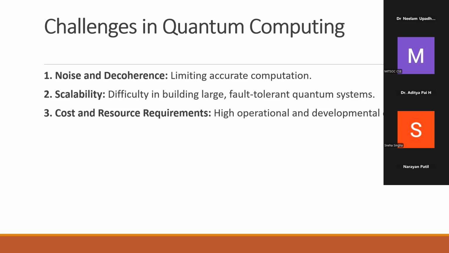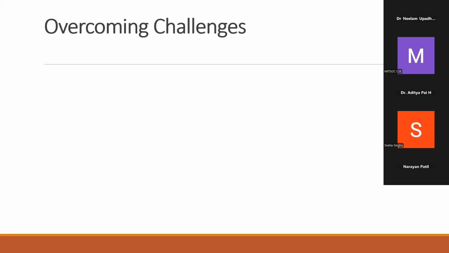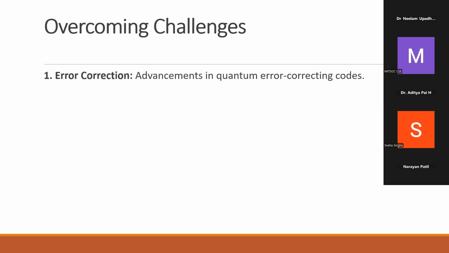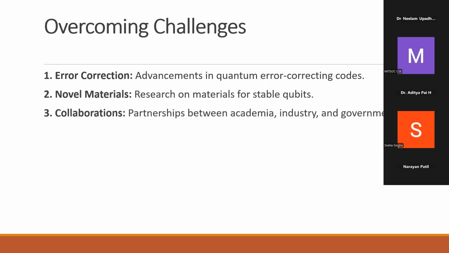Okay, so how do we overcome the challenges? Overcoming the challenges: error correction. We need advancements in quantum error correcting codes. Then novel materials. We require novel materials for this research, research on materials that are stable with qubits. Collaborations: partnership between academia, industry, and governments is required to overcome the challenges.